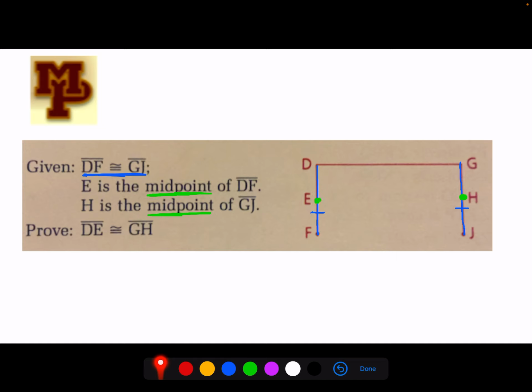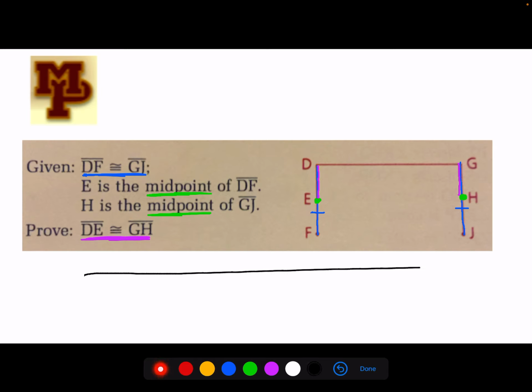So looking at this, and again, DE is right here, GH is right here. Looking at this, I'm starting with larger blue segments, and I'm trying to work towards shorter purple segments. So I'm going from big to small.